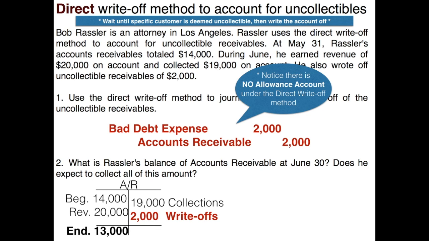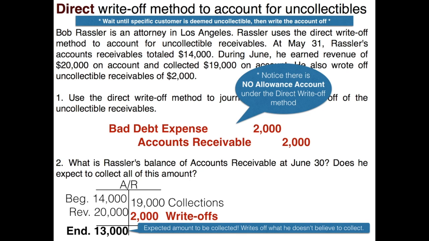But then it asks, does Rassler really expect to collect all of this amount? And remember, from the percent of sales and the aging schedule, accounts receivable didn't change until we actually wrote off an account. So we might not expect to collect the entire balance in accounts receivable under the allowance methods, but under the direct write-off method, we've actually written off anyone we know is not going to be collectible at that point. So Rassler actually does expect to collect this amount because he's written off anyone he doesn't expect to collect.